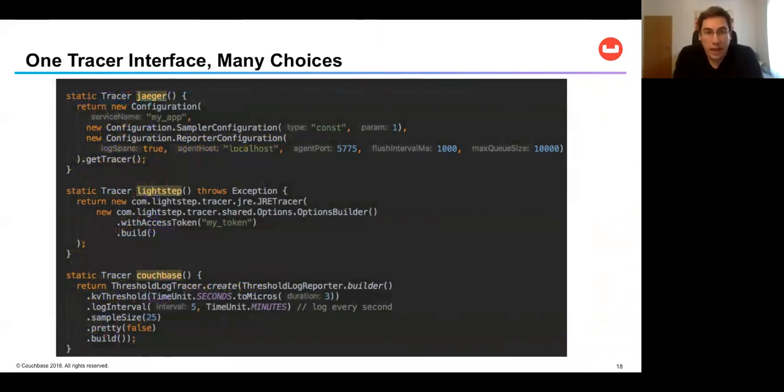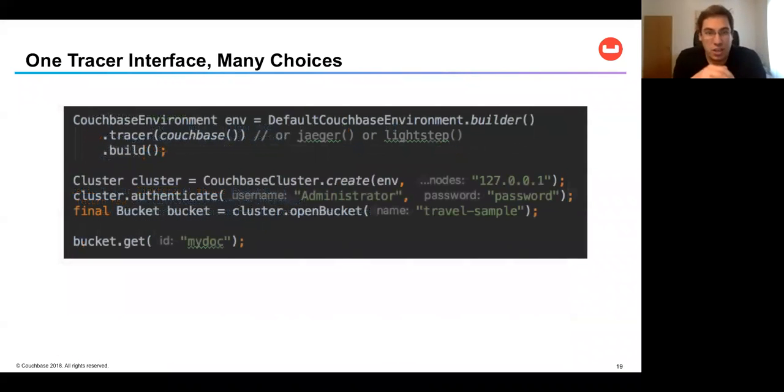And as in a Java example, this is like the demo setup that you'll see in a bit, but I wanted to include some screenshots in here as well, right? So by accepting a tracer into our client, you can configure whatever you want, right? You can just use our default Couchbase threshold log tracer. You can use Jaeger tracing. You can use Lightstep. You can use whatever you want. And the way you put in your tracer is just the way you do it with the Couchbase Java SDK or any other SDK in general, right?